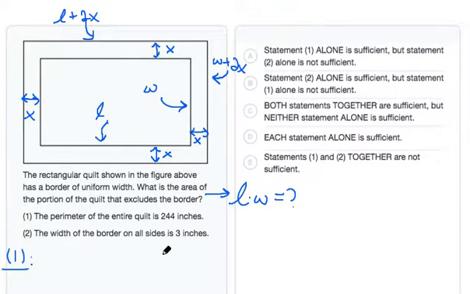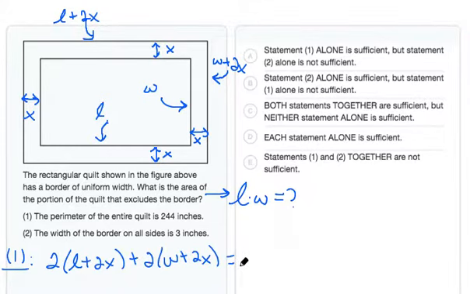Statement 1 says the perimeter of the entire quilt is 244 inches. We can set up an equation for this using the variables that we labeled our diagram with. The perimeter of the entire quilt would be the exterior, including the border. We have 2 times this length, because we have 2 of these sides, the top and the bottom. And then we have 2 of the widths, one side here and one side here. So our perimeter is going to be 2 times (L plus 2X) plus 2 times (W plus 2X), and that's going to equal 244, because that's what the statement gives us.